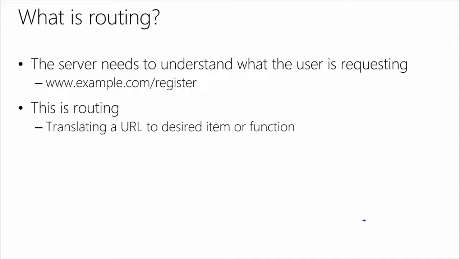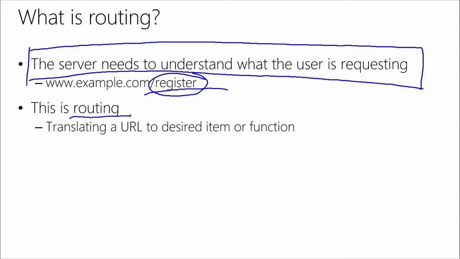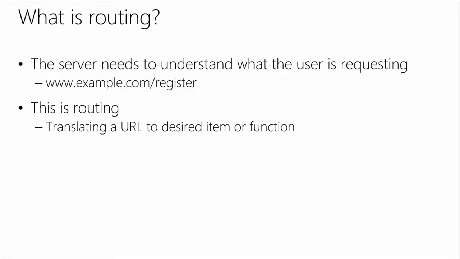Back to our routing. What I want you to notice is routing is taking that URL and translating it into something the server needs to understand, what in the world the user is requesting. The server doesn't know what rack register is. You're going to tell it by adding in those routes, and that's where you specify the URL for that particular desired item or function.